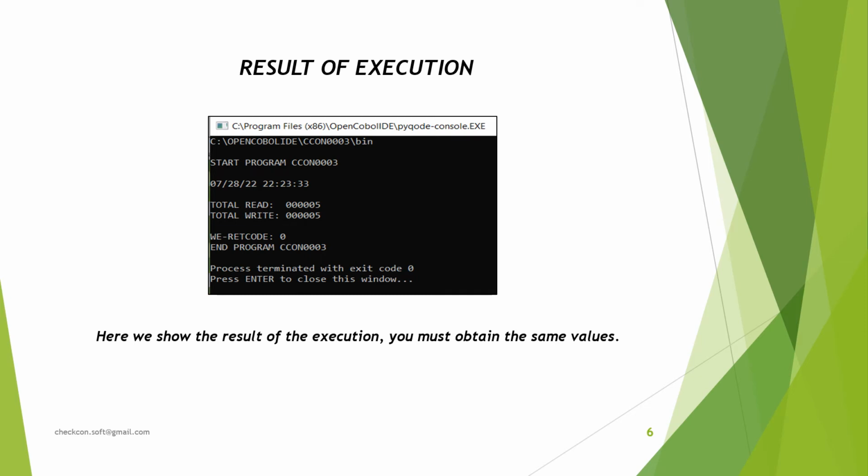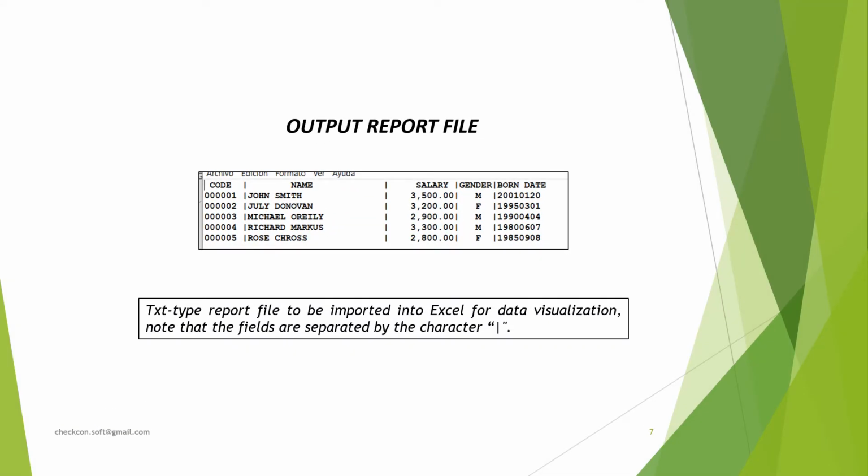Result of execution. Here we show the result of the execution. You must obtain the same values. Report file. TXT type report file to be imported into Excel for data visualization. Note that the fields are separated by the comma character.